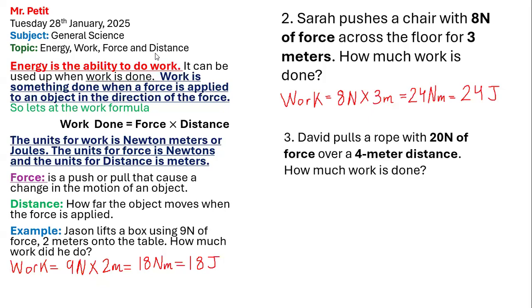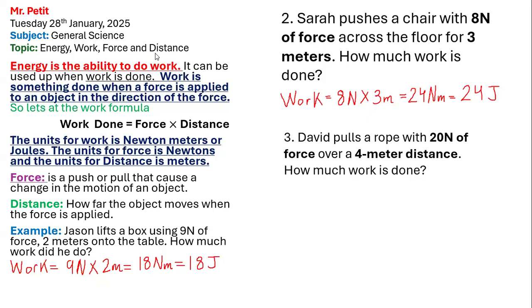Newton meters are force. Newton meters is what? No, Newton meters is equal to joules. All right? So I don't want Newton. Miss Petit, can we check my answer, please?